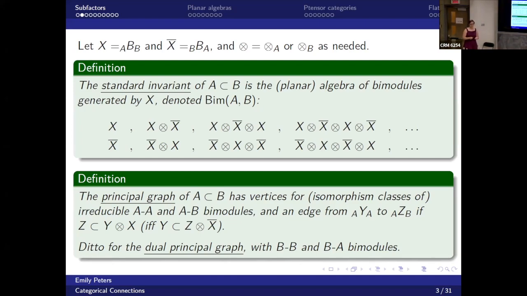Yes? Is there an easy way to describe an example of a non-integer dimension? I don't have an easy non-integer example. I can tell you about some non-integer examples, but you'll have to wait a few slides. Okay?